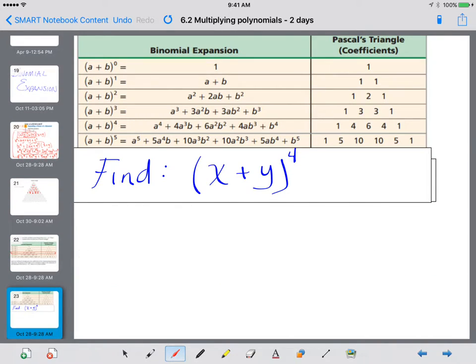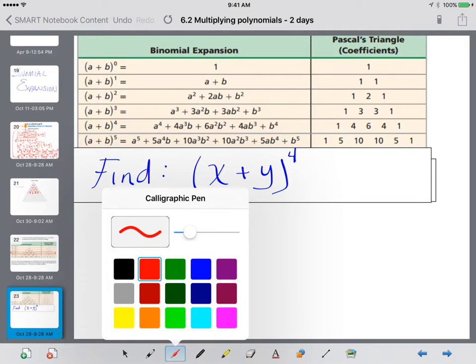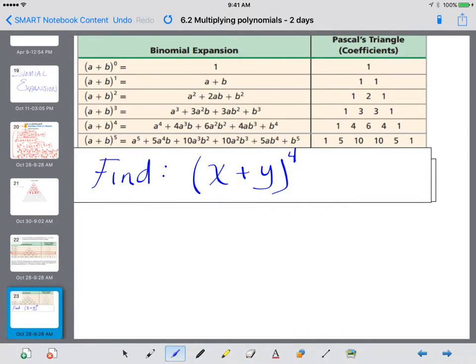So I'm going to show you how this works. We need to find x plus y to the fourth power, and I don't want to do all that multiplying. So we're going to use binomial expansion here, and we're going to use row 4, in which in the end I'm going to have 5 terms. So we're going to use this row, this basis. It's a plus b to the fourth. Well, instead of a, I see x.